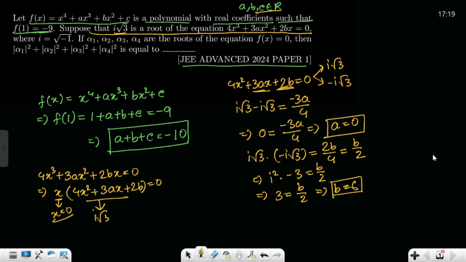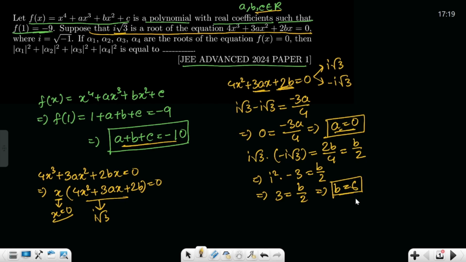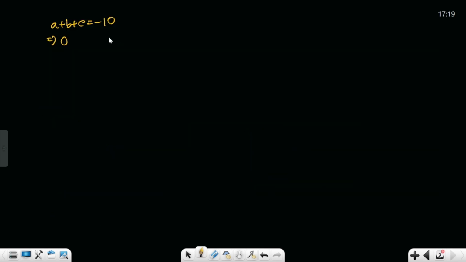Now we will find the value of c. How will we do that? We will use this equation. Let's go to the next page. See that a = 0, b = 6. We will put it here. So what do we get? a + b + c = -10. So a is equal to 0, and b is equal to 6. Put it here.